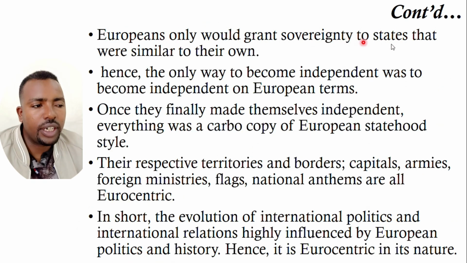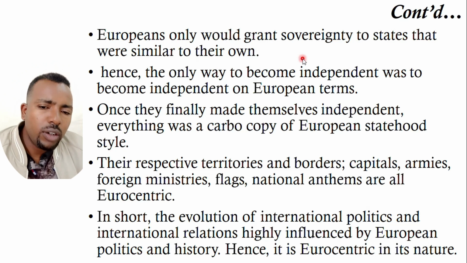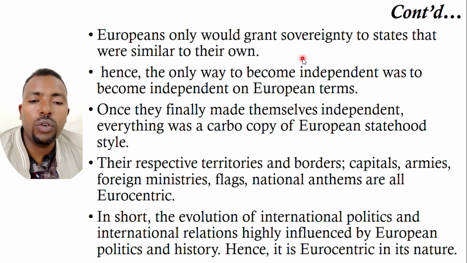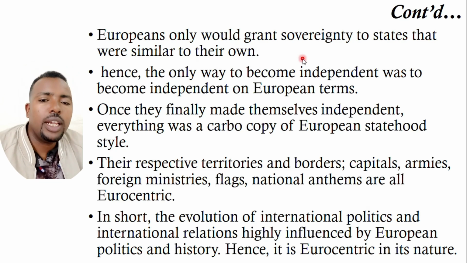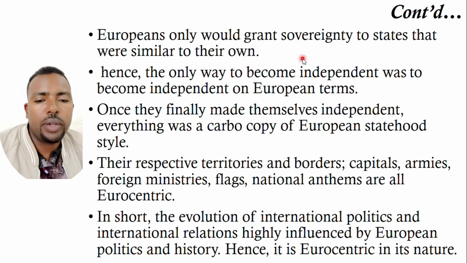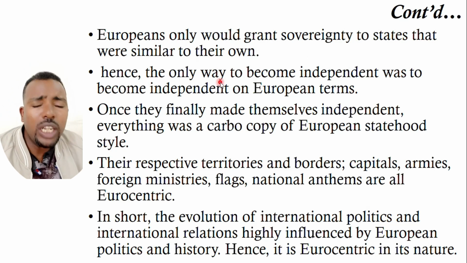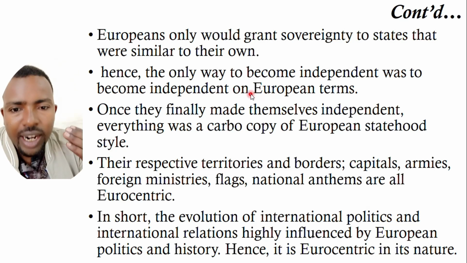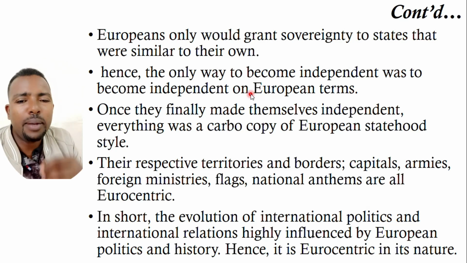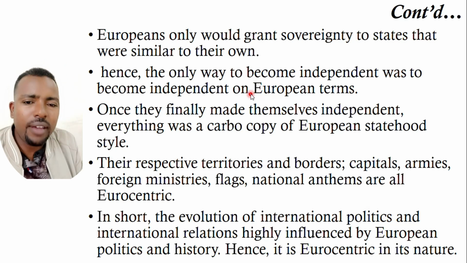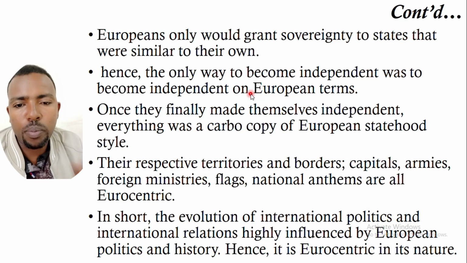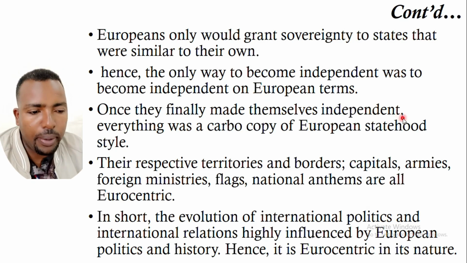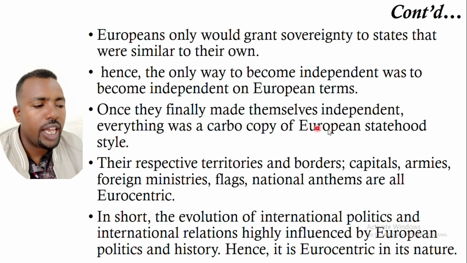Europeans would only grant sovereignty to states that were similar to their own. Recognition was basic to getting involved in the international system, which was basically occupied and controlled by the European states. In order to get acceptance, states were forced to line up their politics and administrative systems along European lines. Hence, the only way to become independent was to become independent on European terms. They were lining up their politics, their administration, their armies, whatever the state had to do, on the basis of the European style. Once they finally became independent, everything was a carbon copy of the European statehood style.